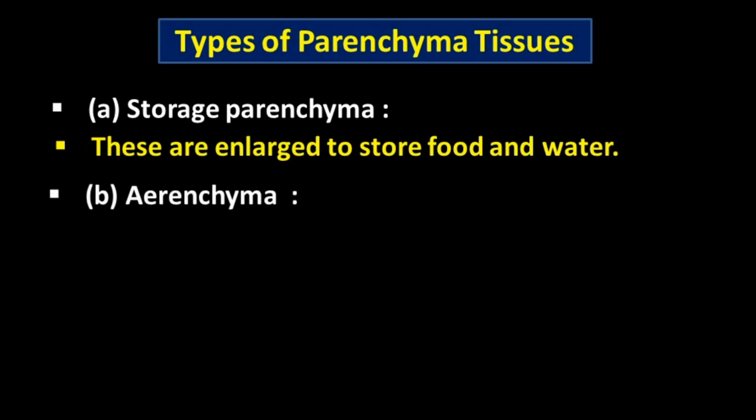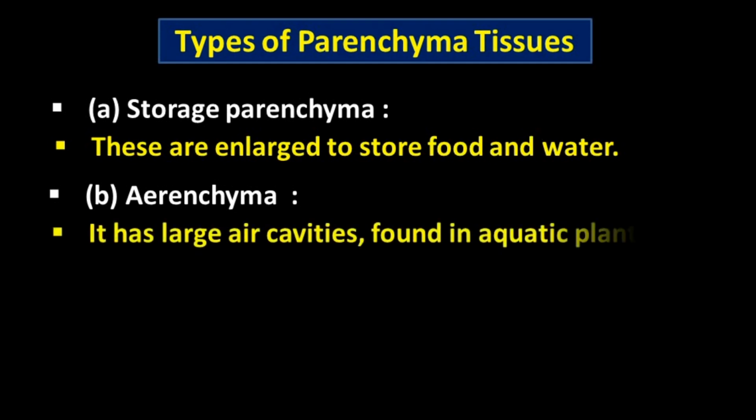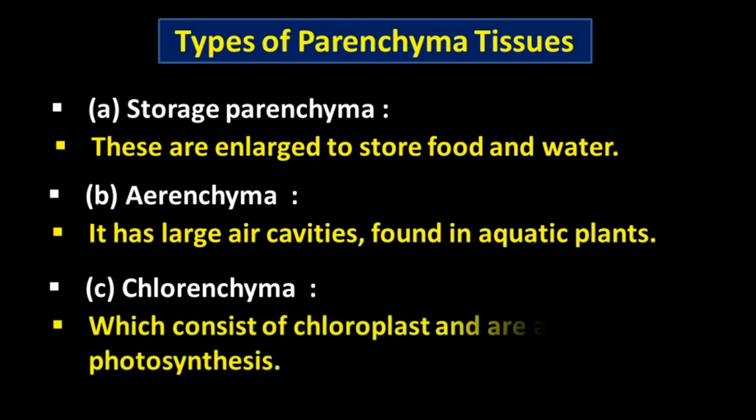Another type of parenchyma tissue is aerenchyma. It means it has large air cavities found in aquatic plants. These air cavities help the plant to float on water. Third, chlorenchyma tissues. It means they have chlorophyll pigment. They can synthesize their food by photosynthesis. So these are the three types of parenchyma tissues.